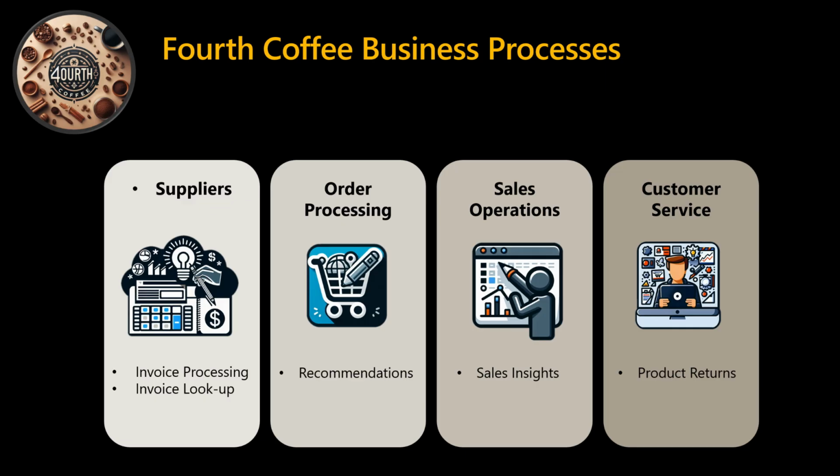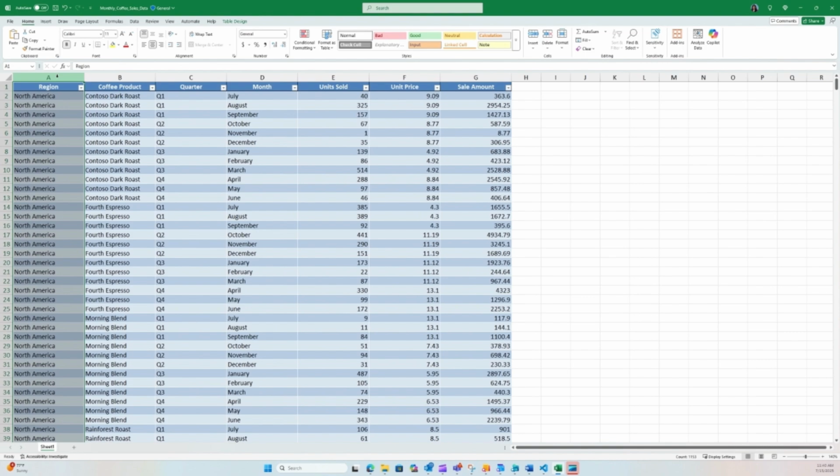We are building a sales report agent for Fourth Coffee Company. It's a B2C company that sells a variety of coffee to its suppliers around the world. The sales data is in raw CSV format and has monthly sales numbers for different coffee products by region. Our goal is to build an AI agent that can process the sales data and generate quarterly sales reports with actionable insights. Here is what the sales data looks like.